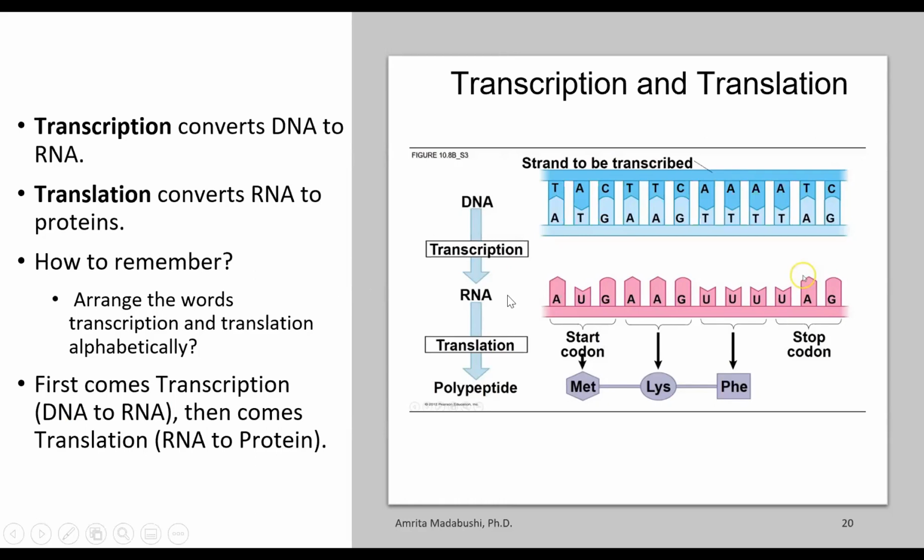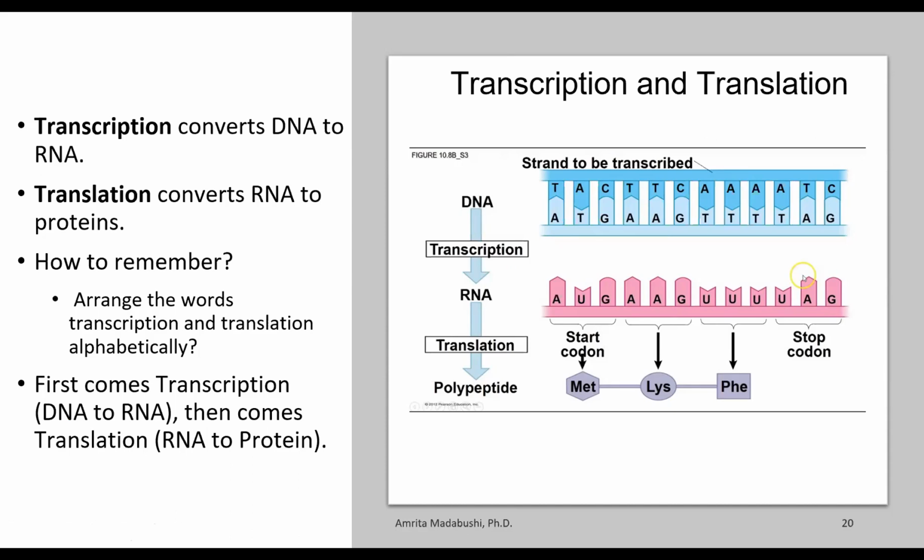When we see these big words, we wonder how we are going to remember this, because I might write an exam that RNA to protein is transcription and DNA to RNA is translation. So I have a tip for you. Arrange them alphabetically. What comes first, transcription or translation? C comes before L. So transcription comes first, that's the first process, DNA to RNA. The second process is the one that comes later, RNA to protein. So transcription is DNA to RNA. RNA to protein is translation.